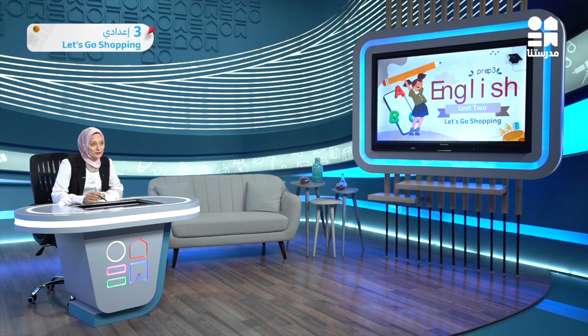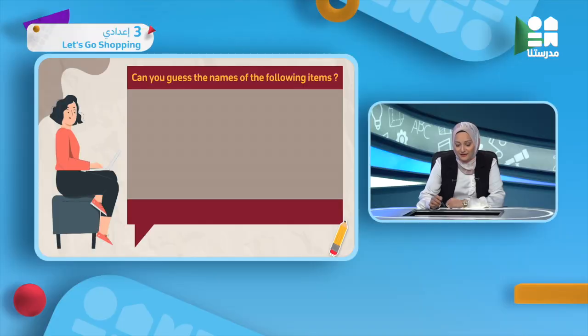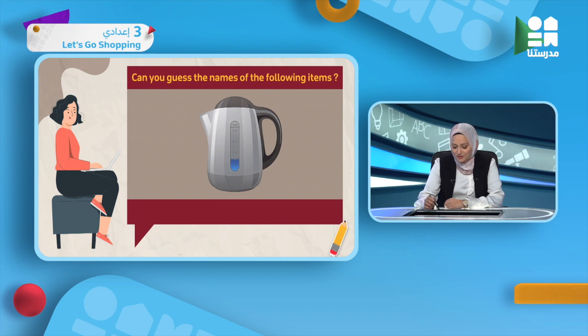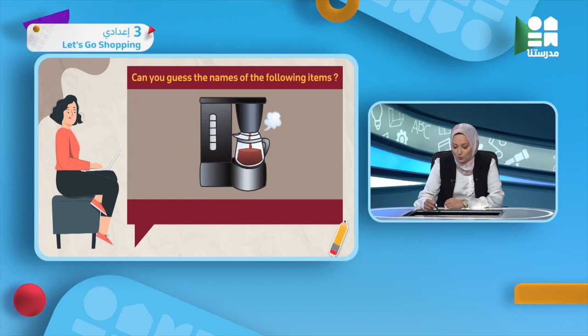Here we're having an introduction to the vocabulary of the unit. الفوكابلري بتاع الunit. Can you guess the names of the following items? We'll be having pictures, and you're going to guess the word related to this picture. So what is this picture? Can you guess? دي صورة إيه? Yeah, it is a kettle. So this is a kettle. The second picture, what is this picture? This is a coffee machine. Coffee machine. بتعمل قهوة.